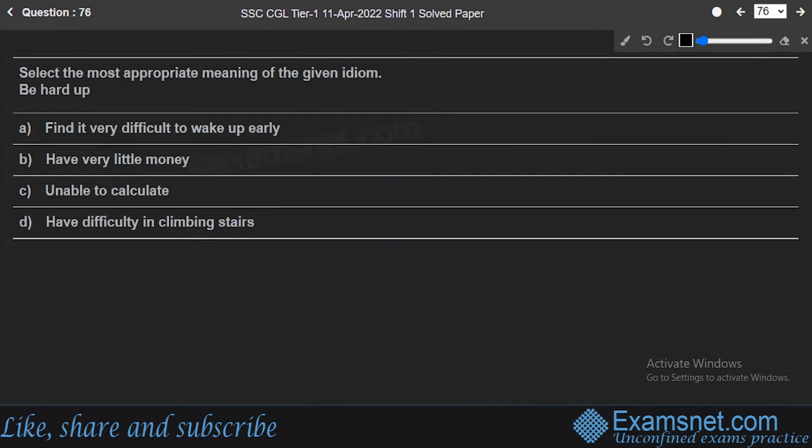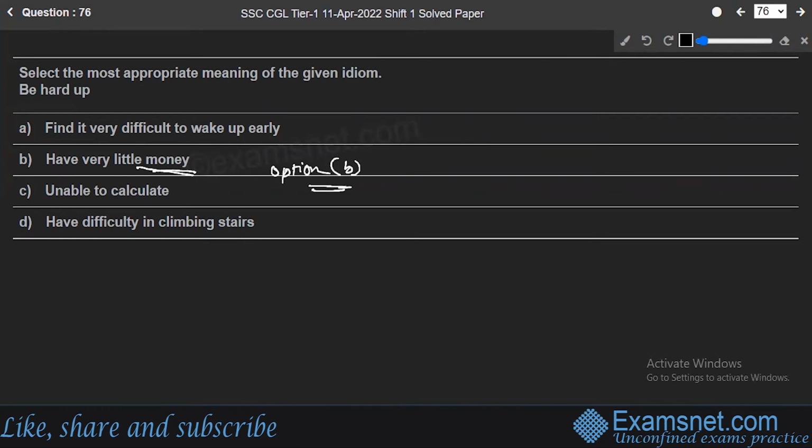So you have to select the most appropriate meaning of the given idiom. It is be hard up. And the given options are find it very difficult to wake up early, have very little money, unable to calculate, or have difficulty in climbing stairs. So we are on to some good English questions now, right? The correct answer to this question, be hard up, is have very little money. This option B is the correct answer.